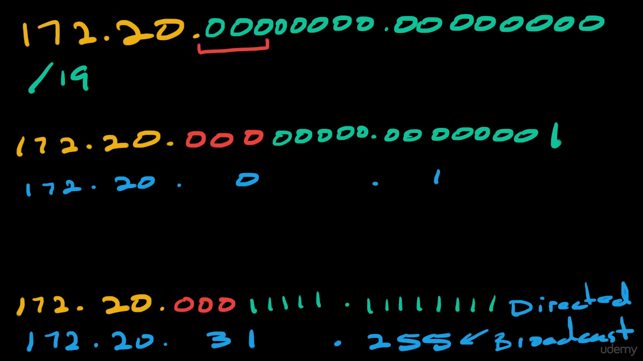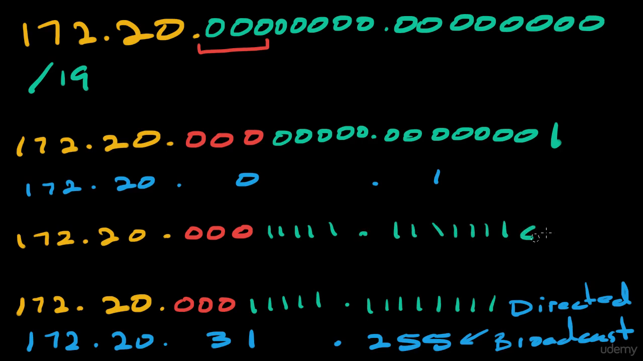The last valid IP is therefore the one sequentially right before this. That's the 172.20. The subnet bits are 000, and the host bits are mostly ones, 1, 2, 3, 4, 5, 1, 2, 3, 4, 5, 6, 7, but the last bit is a 0. This is the combination sequentially right before the directed broadcast. And that IP that we're looking at here is 172.20.31.254.